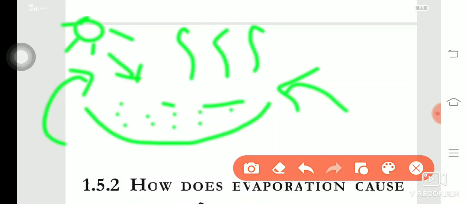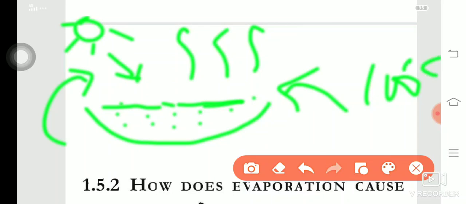And it is happening below its boiling point. You know the boiling point of water is 100 degrees Celsius. At that time the liquid surface doesn't have a temperature of 100 degrees Celsius. So we can say evaporation takes place below 100 degrees Celsius, in which the liquid takes the energy from the surrounding and changes into vapor.